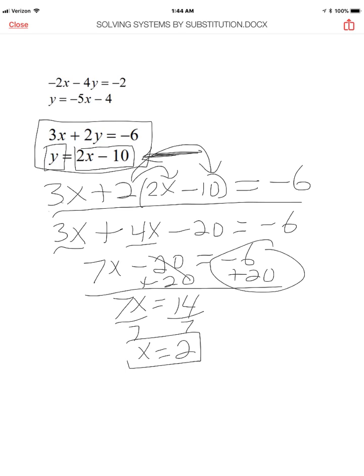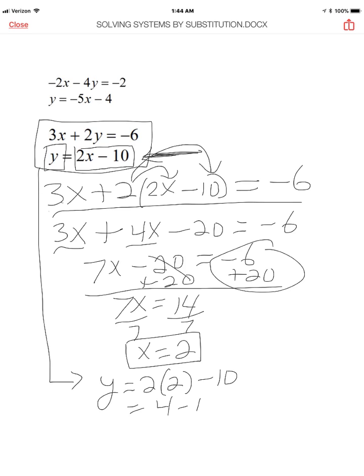So when we have x equals 2, we plug that into the second equation. If I bring down the second equation, I have y equals 2x minus 10. We know our x right now, which is 2. Now we simplify. So that's 4 minus 10, so we say y equals negative 6.